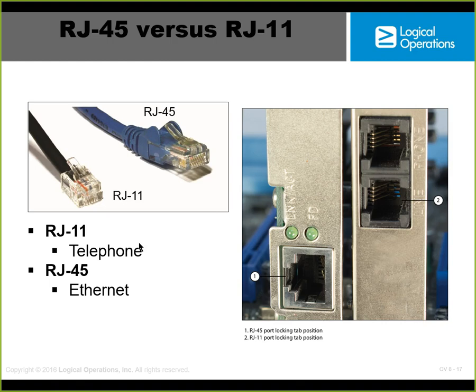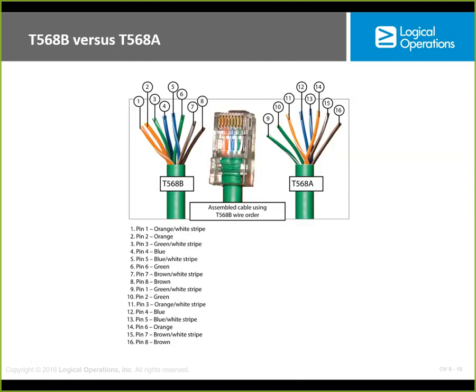RJ45, RJ11. RJ11 is a telephone wire. It's going to be much smaller. It's got 4 wires total. The RJ45 Ethernet cable has 8 wires on it. RJ45 connector here, RJ11 connector here. RJ11 connectors, telephone lines you'd find in a modem.